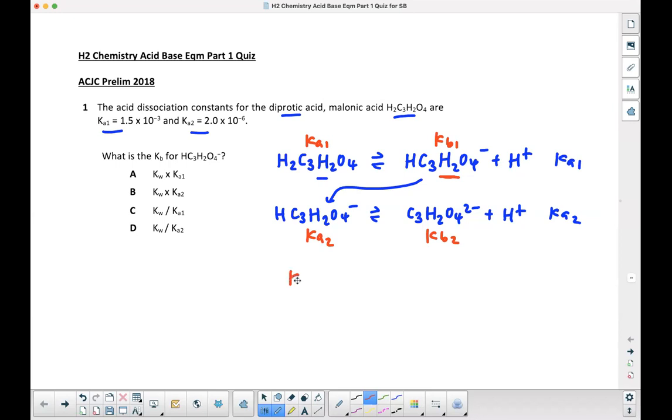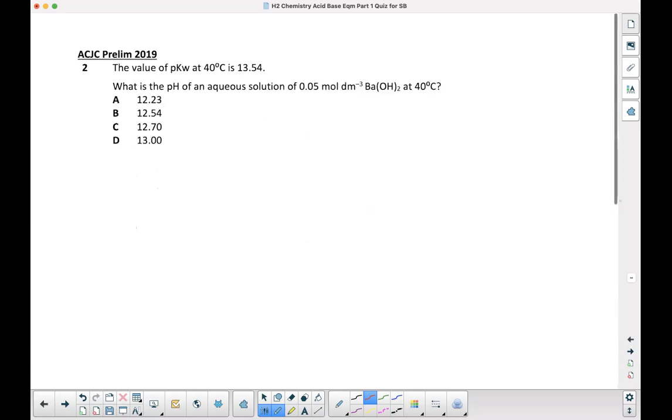So if you remember the concept, Ka1, the acid, multiplied by the Kb of its conjugate base is equal to Kw. So if you want to find out the Kb for this, which is Kb1, then Kb1 equals Kw over Ka1. All right, so that's why this answer will be C. Okay, let's look at the next question.